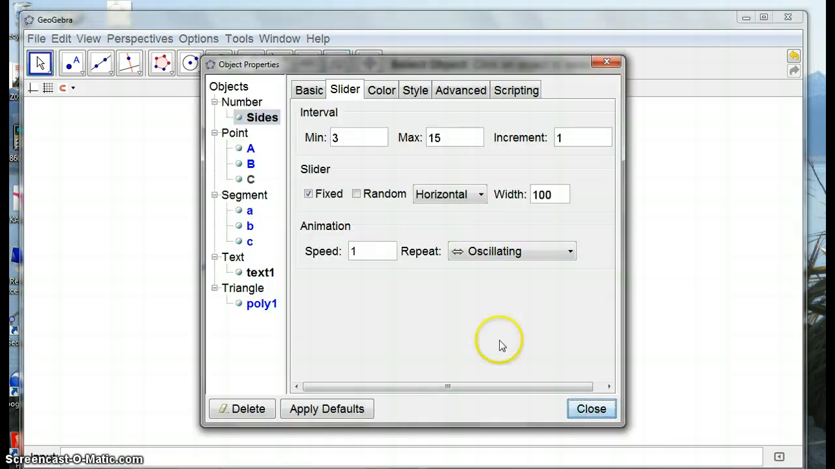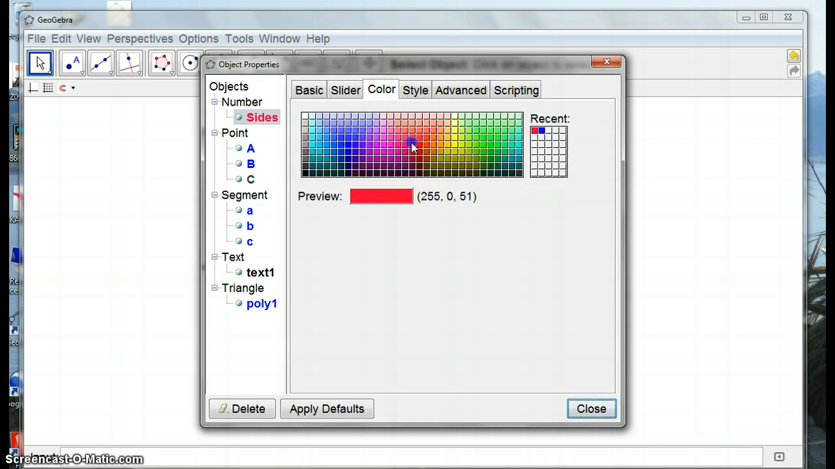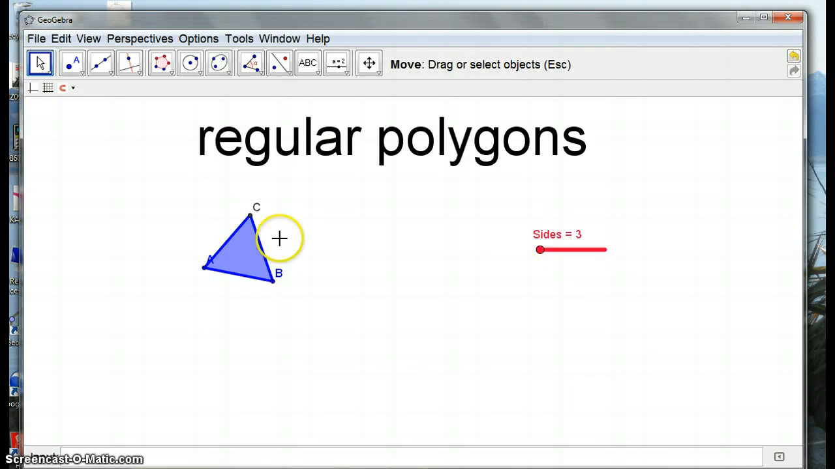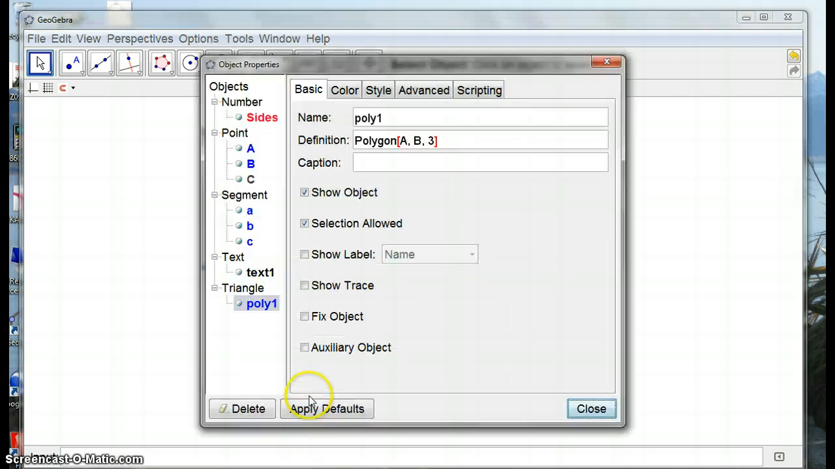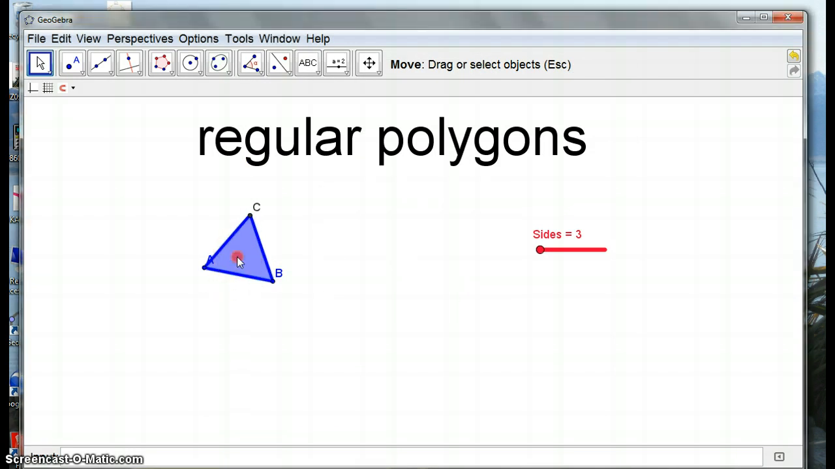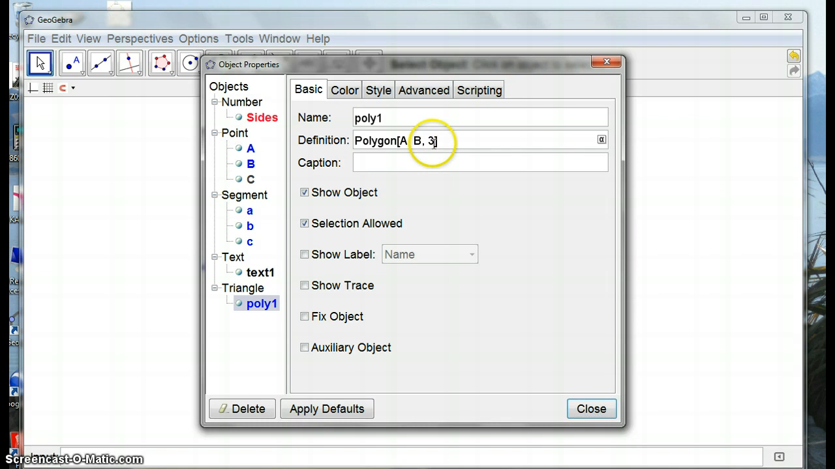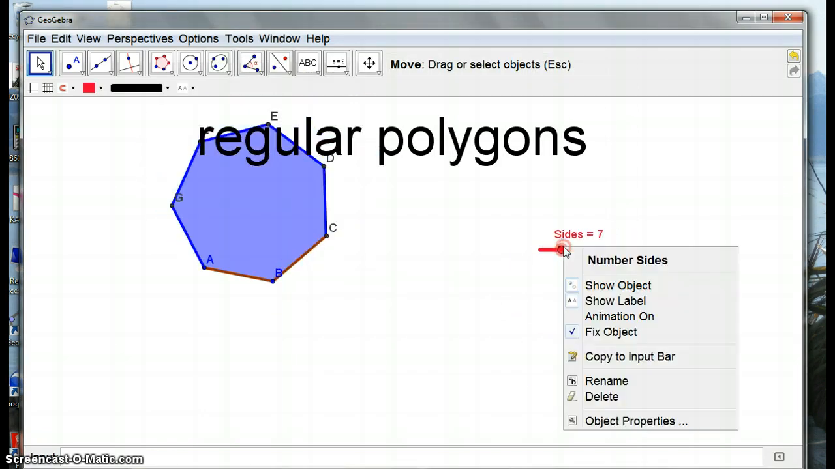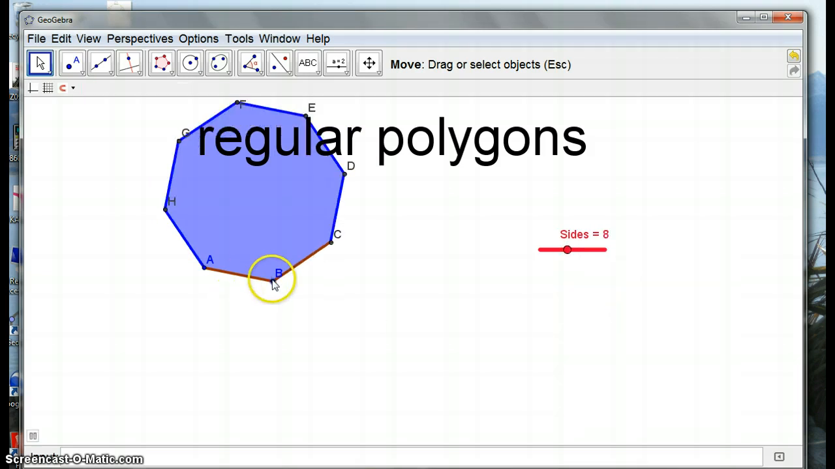And then I'm going to make that very fat. Okay. Now I'm going to go back to object properties, and instead of the 3, I'm going to call it sides. Let me try again. Object property, capital S, I, D, S, sides. Okay. So I'm going to animate that.